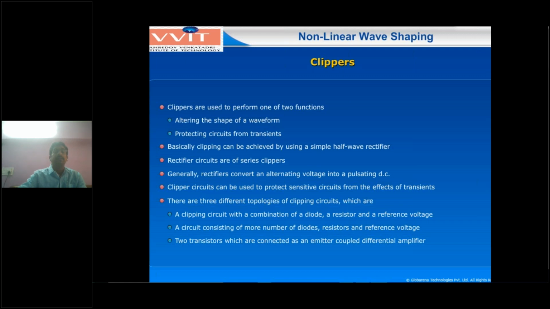There are three different topologies of clipping circuits. The first is a clipping circuit with a combination of a diode, resistor, and a reference voltage, utilized in either series or parallel combination. The second is a circuit consisting of more diodes, that means two diodes, using resistors and reference voltages. And the next is using two transistors for the clipping operation. That circuit is called an emitter coupled differential amplifier circuit.